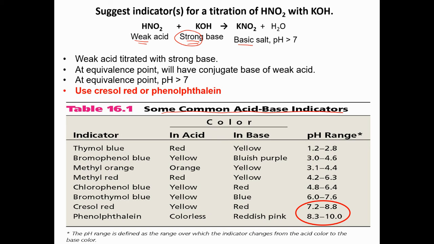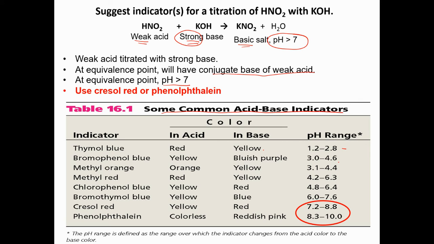So we have a basic salt, and for a basic salt the pH is larger than 7. At the equivalence point, we will have the conjugate base of the weak acid, and the pH is greater than 7. Let's look at the chart here. The first indicator goes only until 2.8. After 2.8, it will be yellow.